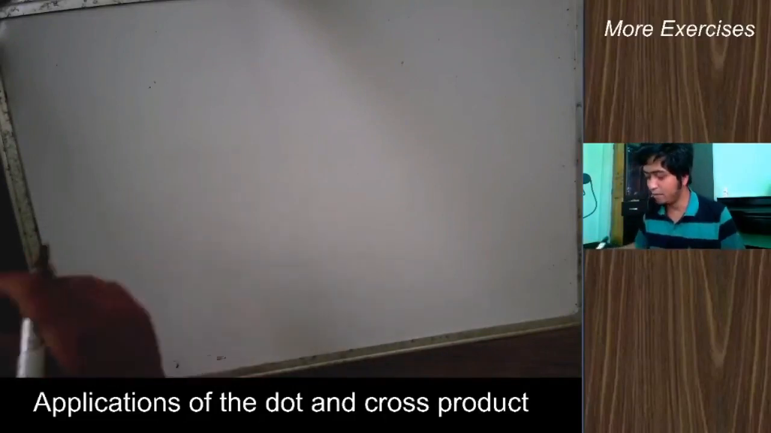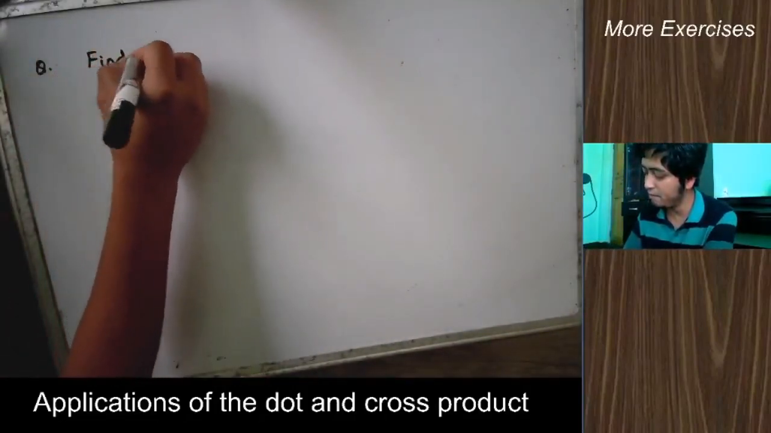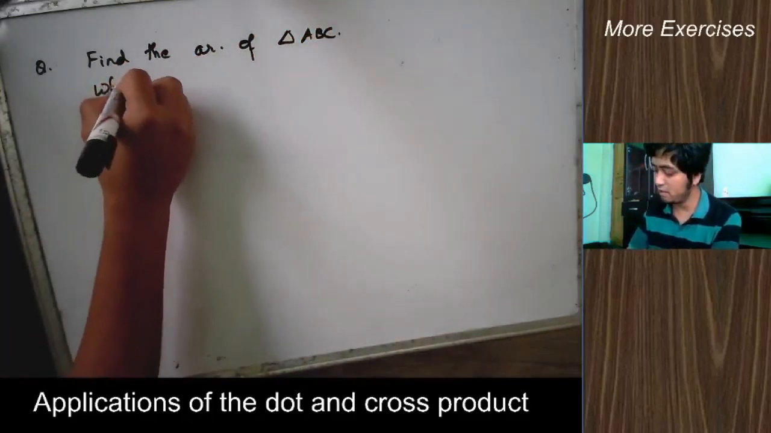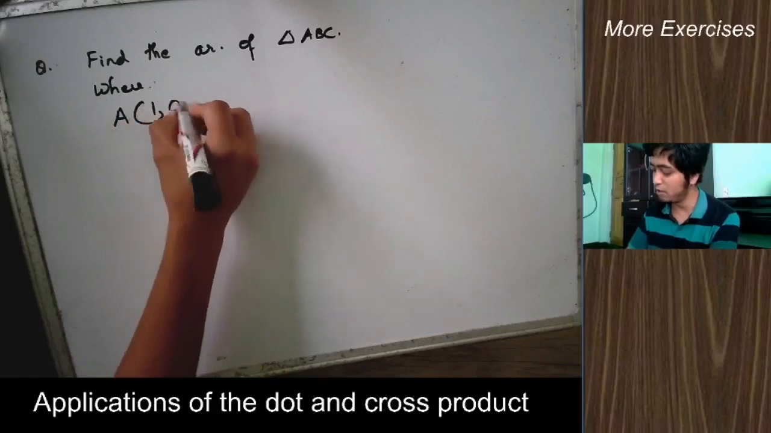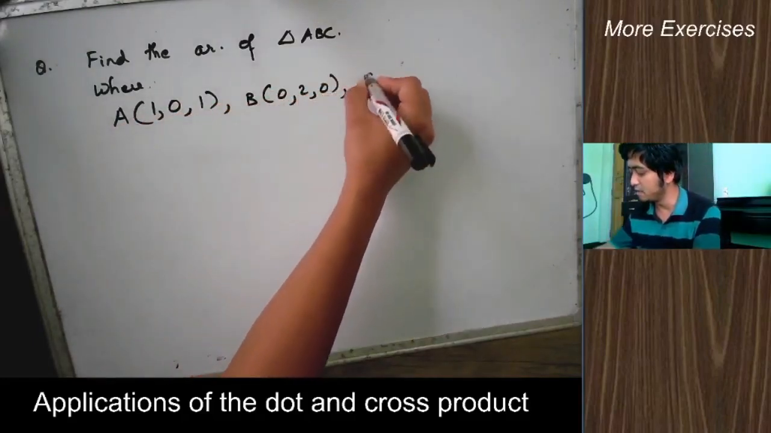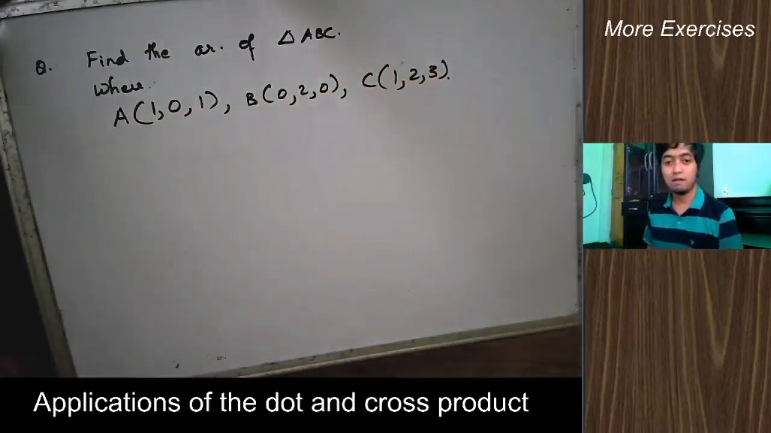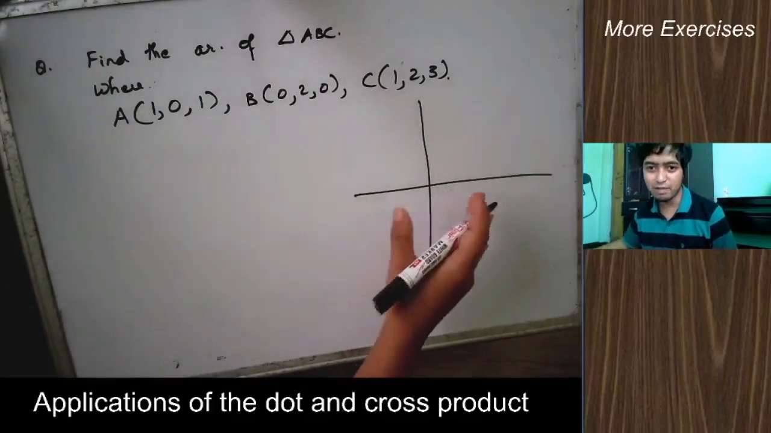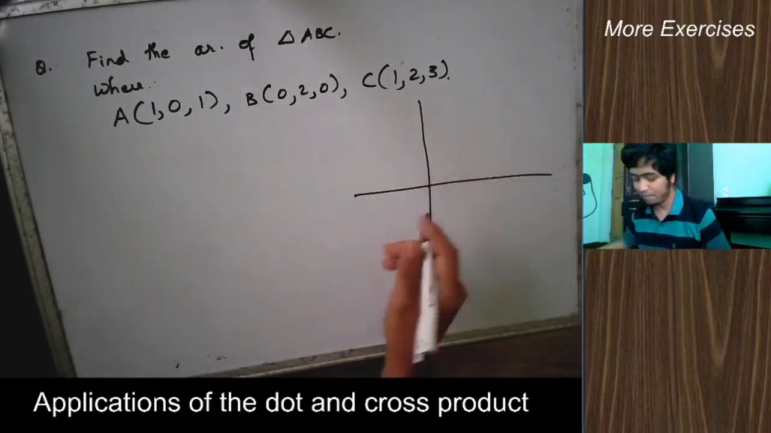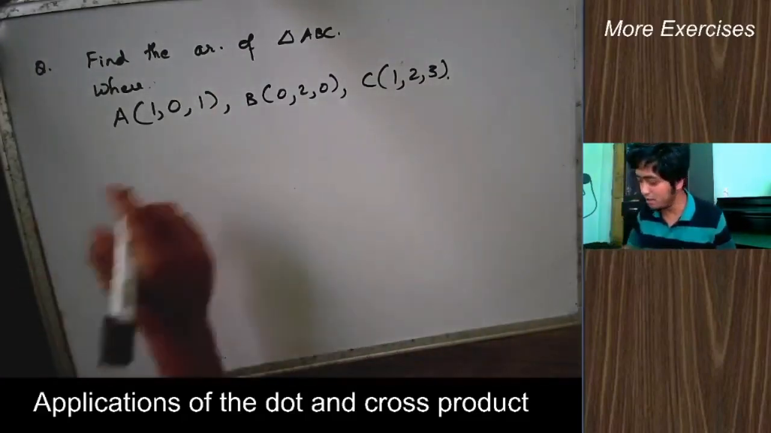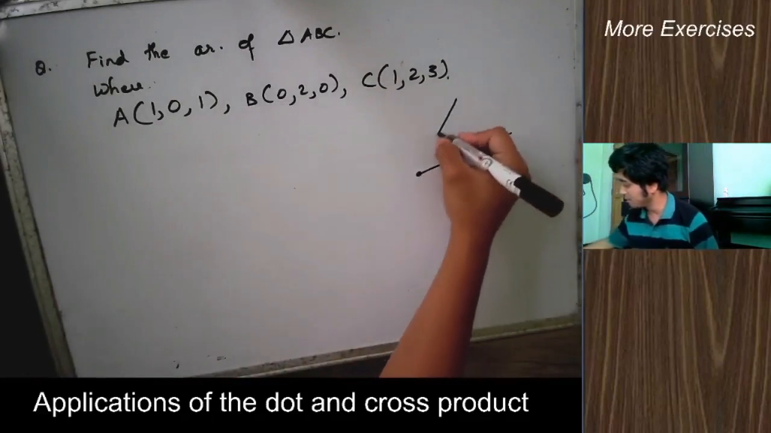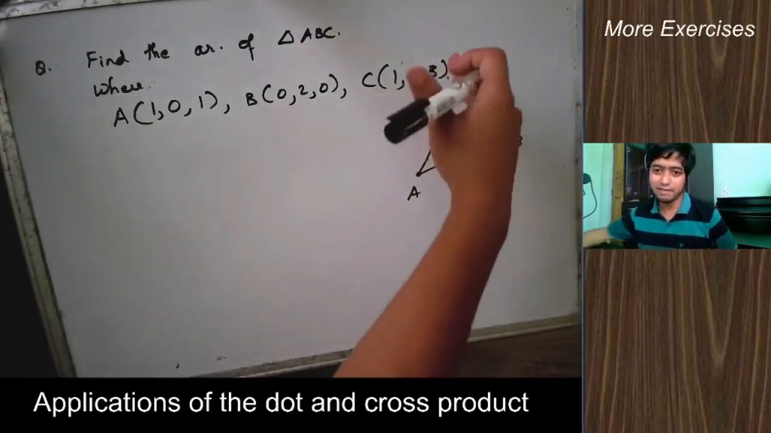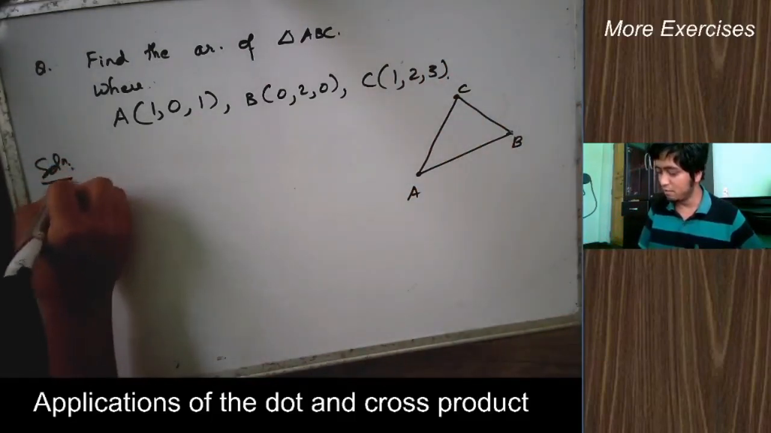So how will we do it? Question: find the area of triangle ABC where A is the point 1, 0, 1, B is 0, 2, 0, and C is 1, 2, 3. Just some random points that I've given. We can use the Cartesian plane, but it doesn't matter, I will just be approximating the points. We don't even need this figure. We can just straight up draw the 3 points A, B and C, and let them lie in a triangle like this. So now we just find the solution.